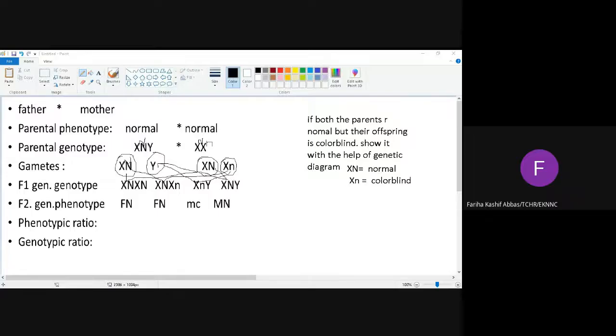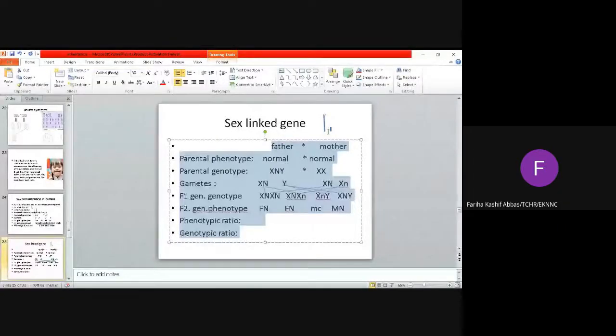Sex linked genes. What is the meaning of sex linked genes? Sex linked genes are those genes which are present on the sex chromosome, and mainly on the X chromosome. That's why they are also known as X linked genes. Why? Because the Y chromosome is much shorter than the X chromosome.